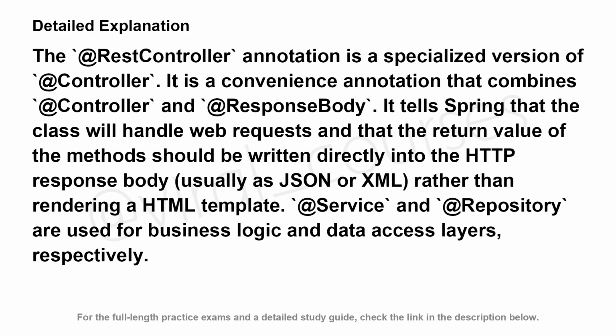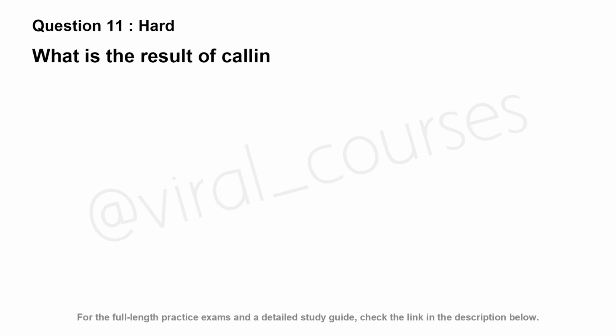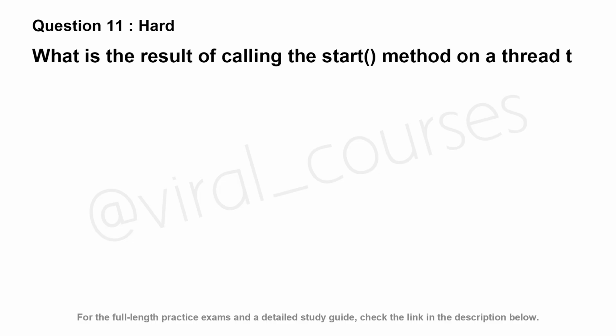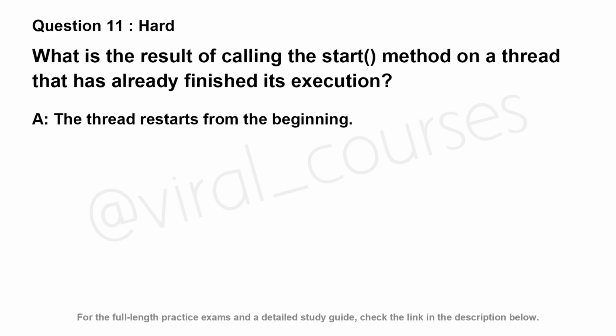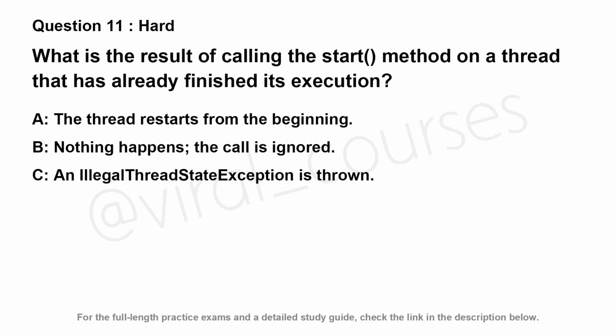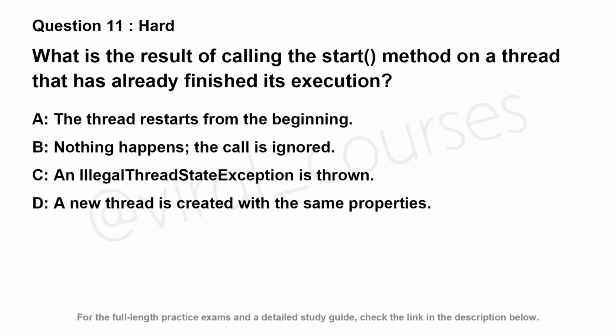What is the result of calling the start method on a thread that has already finished its execution? Option A. The thread restarts from the beginning. Option B. Nothing happens. The call is ignored. Option C. An IllegalThreadStateException is thrown. Option D. A new thread is created with the same properties.